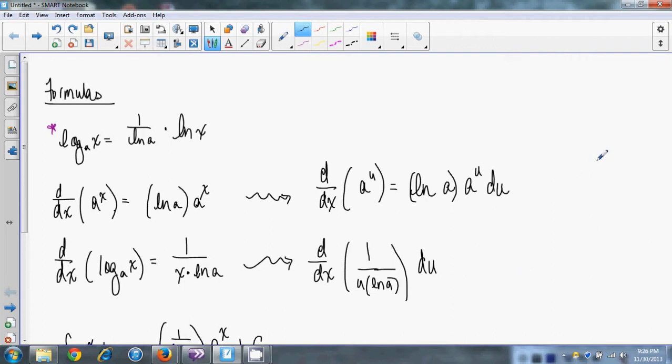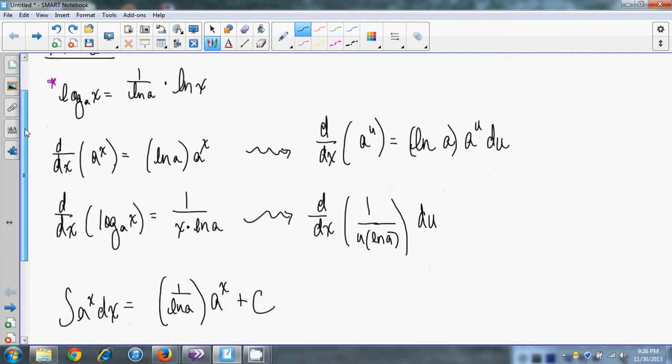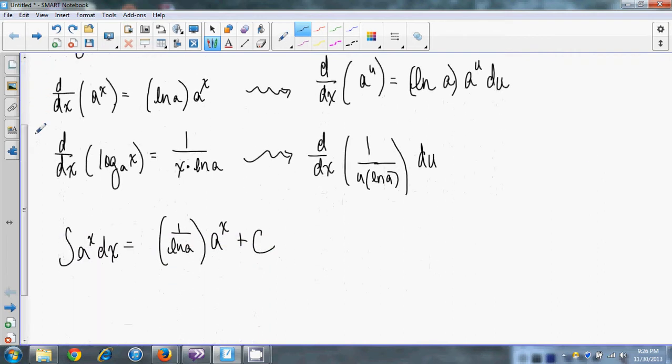And then there's only one in this section for an integral, so finding the antiderivative. The integral of a to the x dx is 1 over ln of a times a to the x plus c, and of course, we're probably going to have u's in there instead of those x's. So I have a couple of different examples.